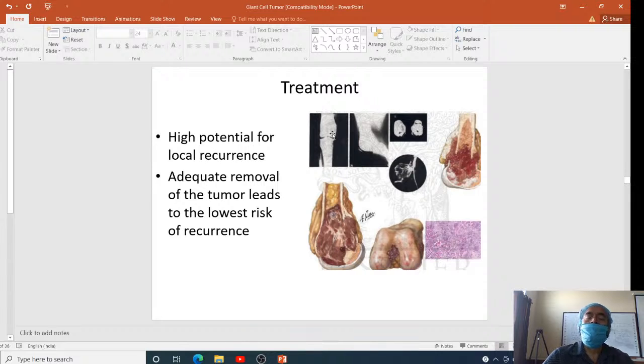Unless you are adequately trained and your center has all the things, then don't attempt to treat these patients. Then, as I told you, adequate removal of the whole tumor. See, if this case comes to you, you make a hole and take out the whole thing and fill this cavity with something so that it will not collapse and the patient will have a functional knee joint.